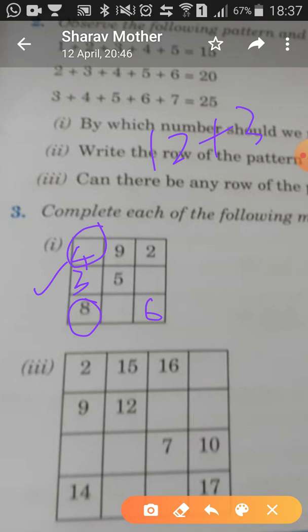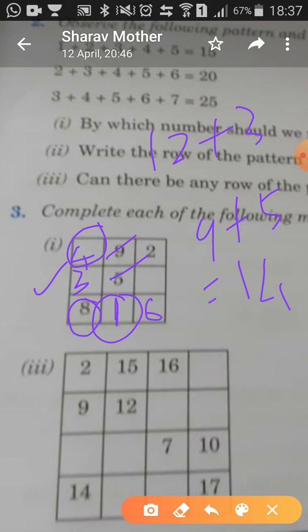Yes, now let's look at this one. We have two pieces of information, 9 and 5. 9 plus 5 is how much? 9 plus 5 is 14. So 14 plus how much is 15? 1. So I will write 1 over there.